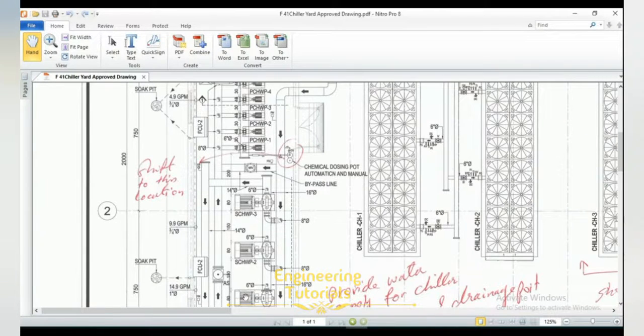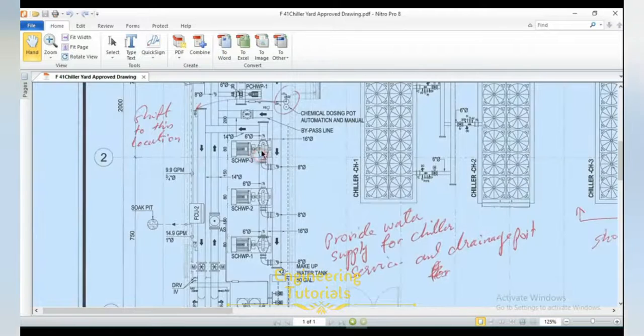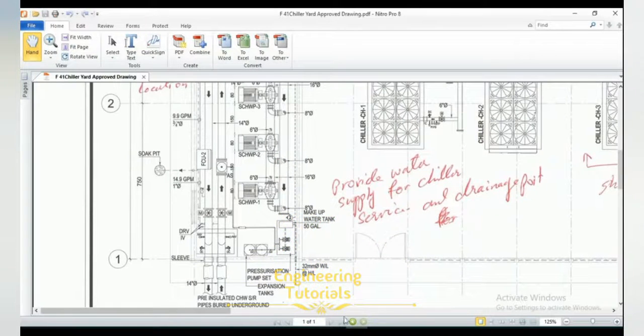Therefore our expansion tank is connected to the suction side of the primary chilled water pumps, and we don't want any air to be drawn into the system. We want the pressure everywhere in the system to be above atmospheric pressure. That's why it is located on the suction side of the pumps.